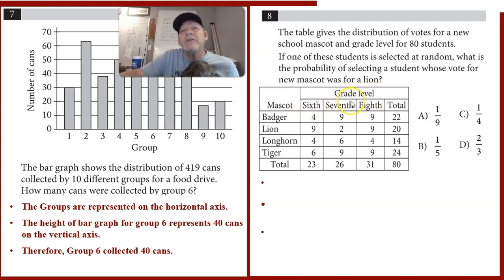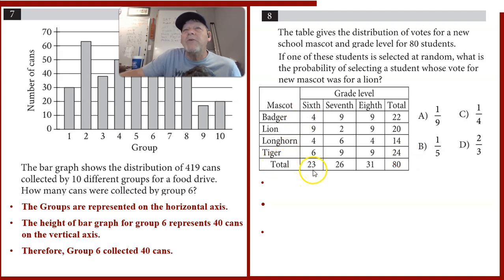Here are the grade levels for the 6th, 7th, and 8th. If the mascot's a badger, 4 6th graders wanted badger, 9 out of the 7th grade, and 9 of the 8th graders, for a total of 22 people voting for badgers. For the Lions, 6th graders, 9 of them, 7th graders, 2 of them, 8th graders, 9 of them, for a total of 20. For the Longhorn, 4 6th graders, 6 7th graders, 4 8th graders, for a total of 14. For the Tigers, 6 6th graders, 9 7th graders, 9 8th graders, for a total of 24.